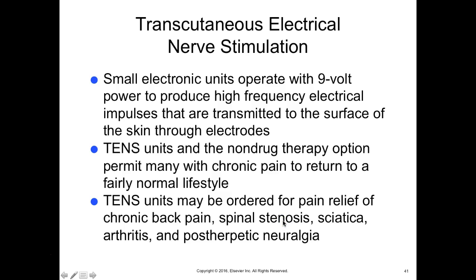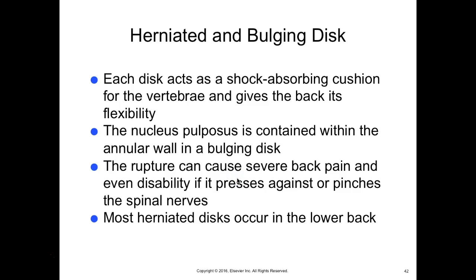Transcutaneous electrical nerve stimulation is also called TENS, TENS units, and these deliver small electrical impulses that are transmitted to the surface of the skin through electrodes. And so the TENS units, a non-drug therapy option, permit many with chronic pain to return to fairly normal lifestyles. TENS units may also be ordered for pain relief of chronic back pain, spinal stenosis, sciatica, arthritis, and postherpetic neuralgia. Herniated and bulging discs.